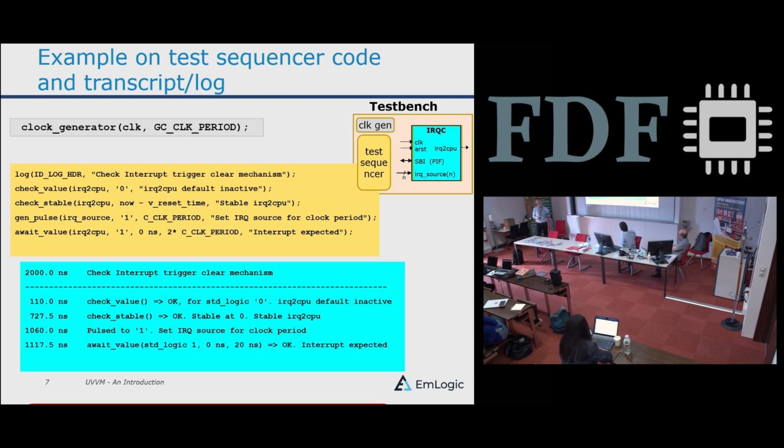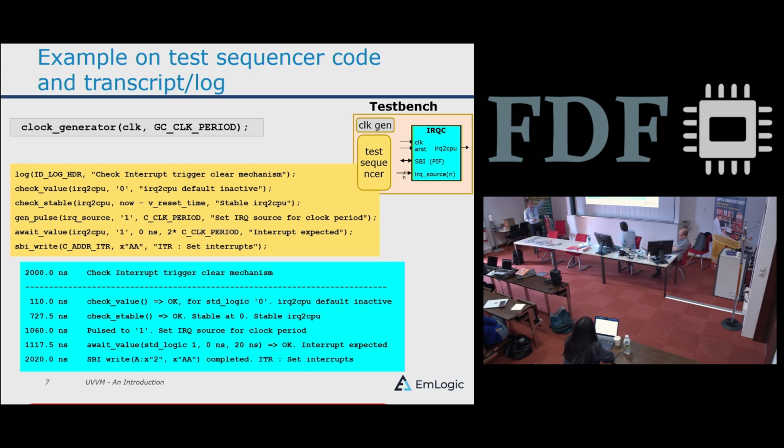Then another thing which is extremely important in any test bench is to wait with a timeout. Never wait without a timeout, because when the event you're waiting for doesn't occur, you're going to wait forever, and you have absolutely no idea why you're waiting. This wait value waits for the interrupt to the CPU to go to 1 at the earliest after 0 nanoseconds, at the latest after 2 clock periods. And then you get a message that it's done as well. Then lots of other commands as well. I'll show that on the next slide.